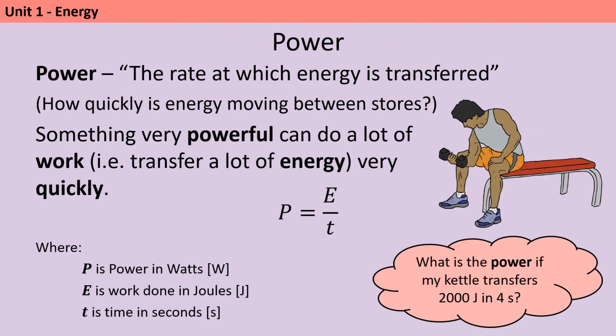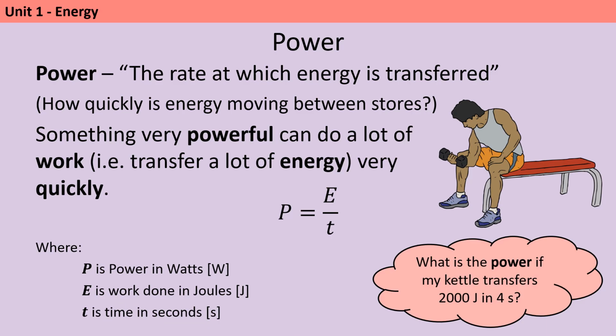The final topic in this 6.1.1 energy section is power. Power is the rate at which energy is transferred or the rate at which work is done. In other words, how quickly is energy moved between stores. The more powerful an appliance is, the faster it can do work or transfer energy. A typical early question in the higher paper might just ask you to calculate the power if an appliance like a kettle or a toaster or a washing machine transfers a certain amount of energy in a certain amount of time.